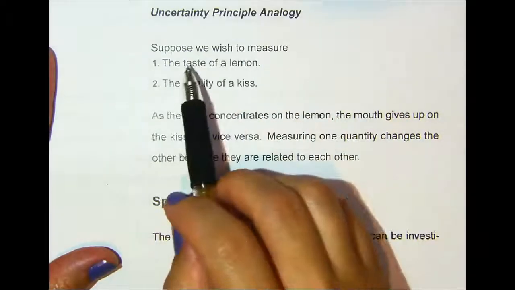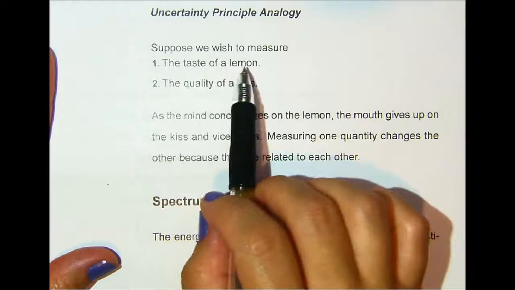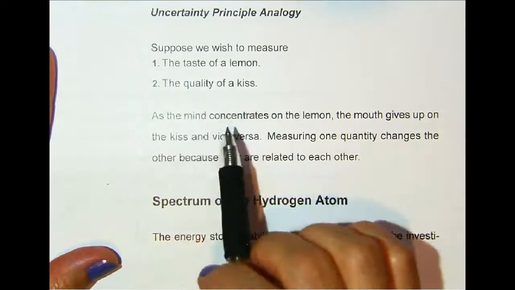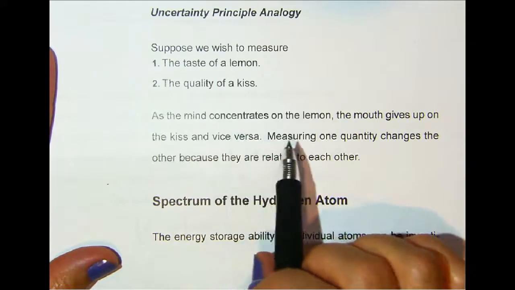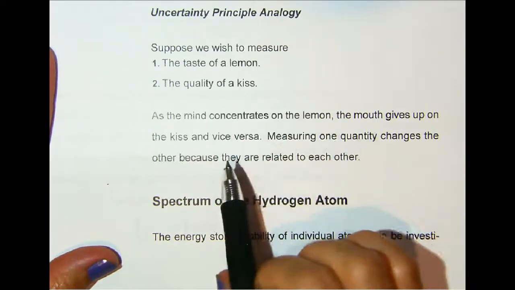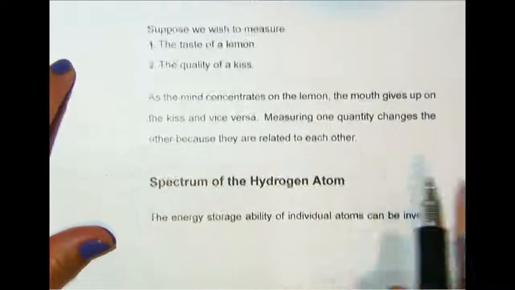Here's an analogy. Suppose we wish to measure the taste of a lemon and the quality of a kiss. As the mind concentrates on the lemon, the mouth gives up on the kiss and vice versa. Measuring one quantity changes the other because they are related to each other.